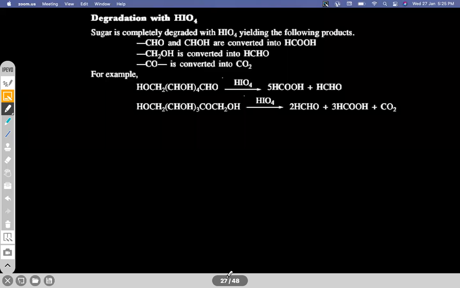Okay, so sugar is completely degraded with HIO4. You have to keep this in mind that when we use HIO4, all the CHO converts into HCOOH, CH2OH converts into aldehyde HCHO. If you have a carbonyl group, it converts into CO2. Based on these, we have this reaction given. CH2OH, you see, it converts into HCHO. This is CHO. This is CHO. So HCHO we got. CHOH we have. CHOH converts into HCOOH. We have the CO group converting into CO2. With HIO4, a strong oxidizing agent.